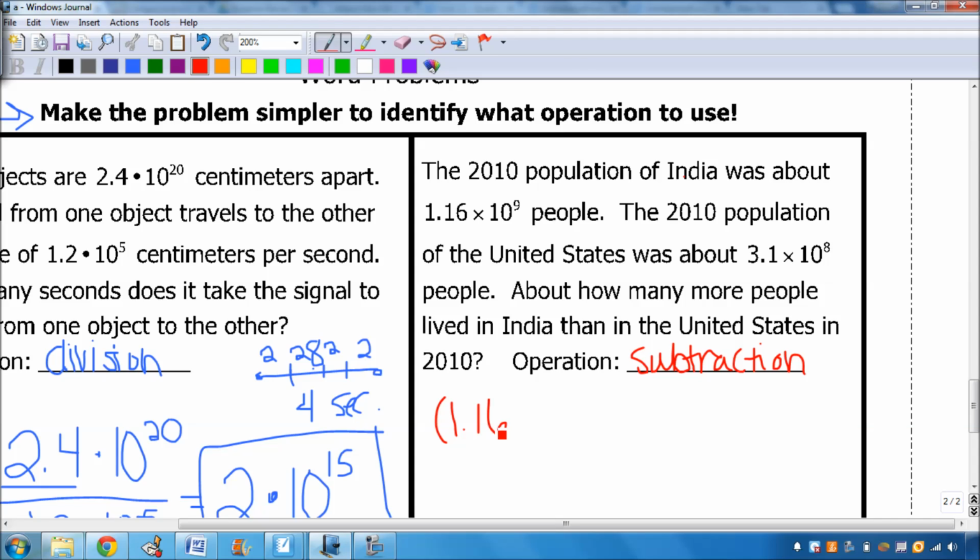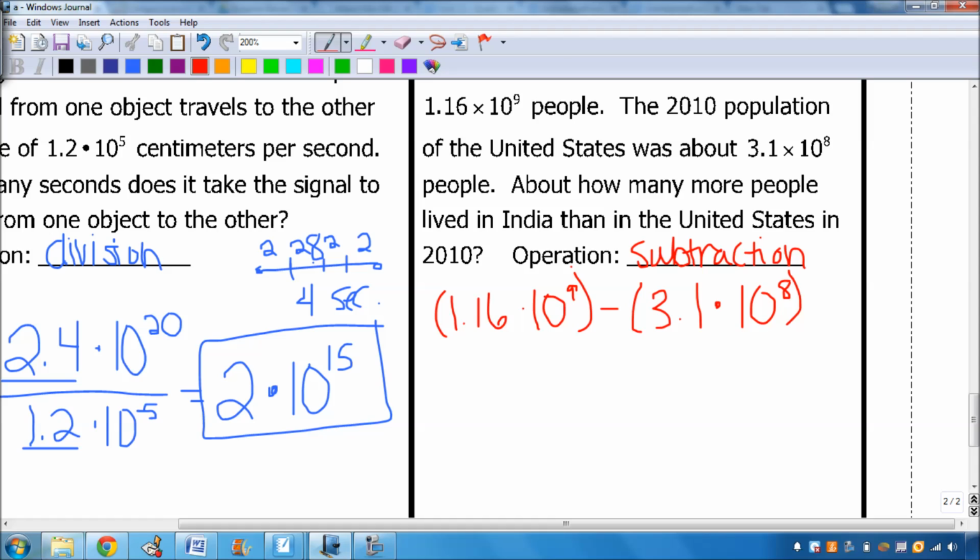So it's 1.16 times 10 to the 9th power minus 3.1 times 10 to the 8th power. And I need to get them to have the same exponent. So I'm going to create it so that they both have an 8 as the exponent. So in order for this to become 10 to the 8th power, this gets smaller by 1, so my exponent should get larger by 1. So it's 11.6 times 10 to the 8th power minus, this is already to the 8th power, so I don't have to do anything to adjust it.